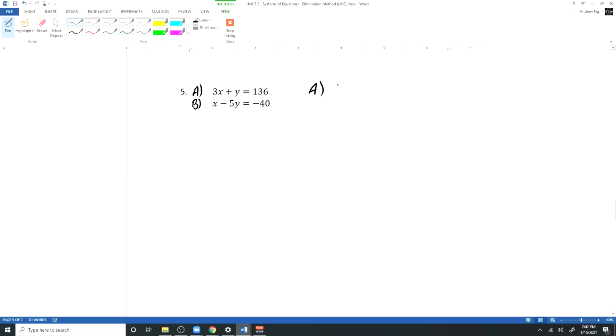A will stay the same. But then multiply equation B by 3. So I will end up multiplying this and saying this is a 3b. So that'll make 3x minus 15y equals negative 40 times 3. So that'll be negative 120.